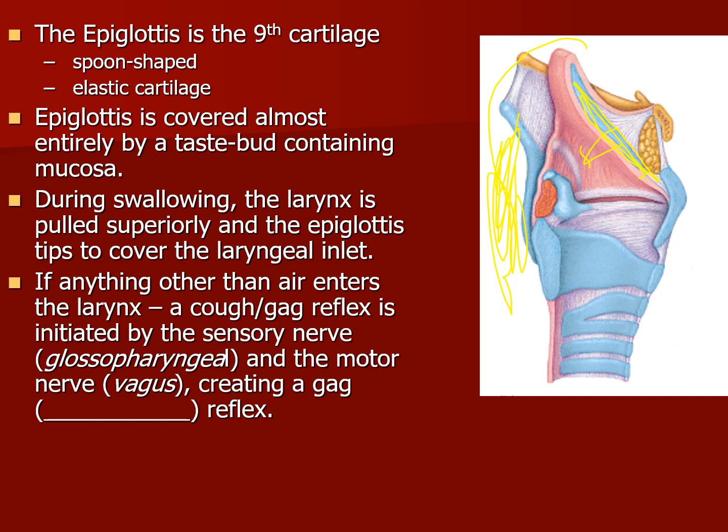There you go. If anything other than air goes into the larynx, this should stimulate a cough-gag reflex, which is the glossopharyngeal reflex. And the motor vagus nerve creates a gag. This is also known as the pharyngeal reflex. Pharyngeal. I ran out of room. But the pharyngeal reflex, that's that cough gag reflex.